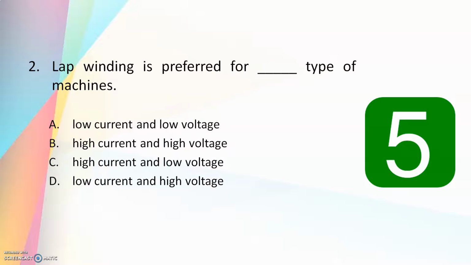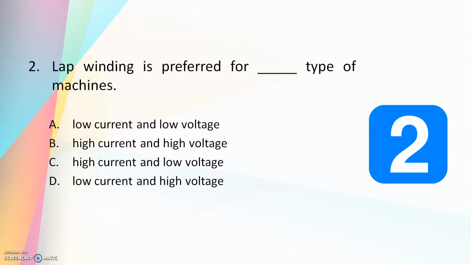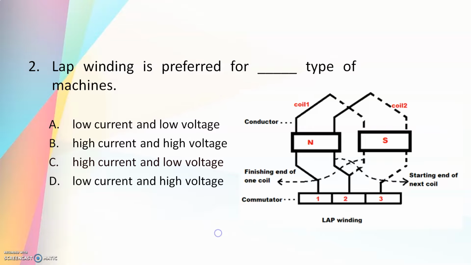Second question. Lap winding is preferred for dash type of machines. Low current and low voltage, high current and high voltage, high current and low voltage, low current and high voltage. And the answer is high current and low voltage. Why? Number of parallel paths are more in the case of lap winding than wave winding. So the summation of currents at the output is more. Therefore, it is preferred for high current and low voltage rated machines.